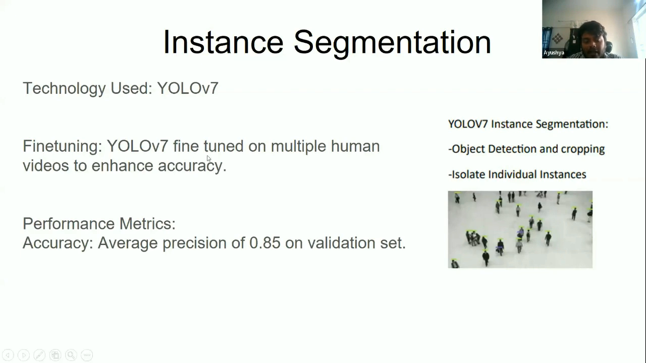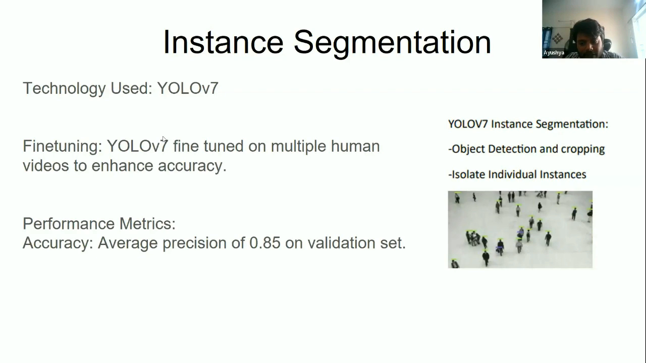We used an algorithm called YOLO V7, which is very popular and is one of the state of the art AI models. We also fine tuned this YOLO V7 model on multiple human videos to enhance its accuracy. When performing this operation, we found that the average precision of this model was 0.85 on the validation set that we separated out from our total data.